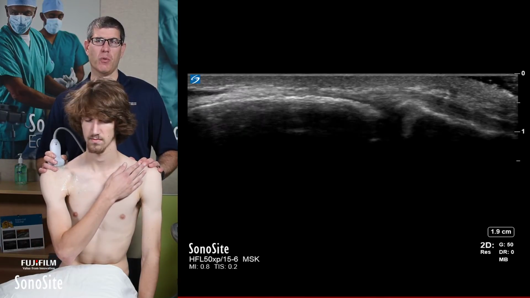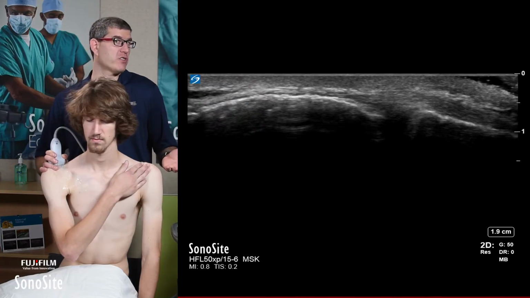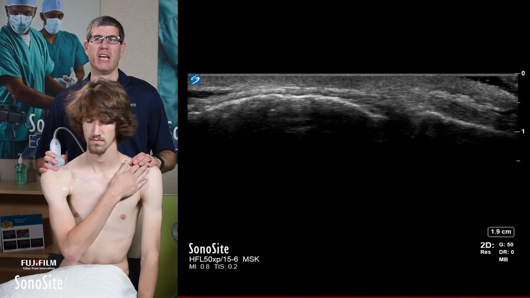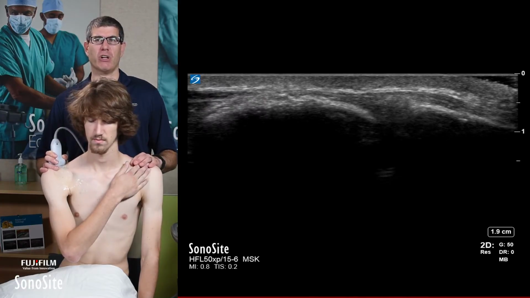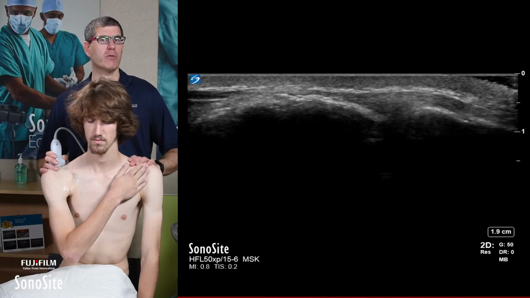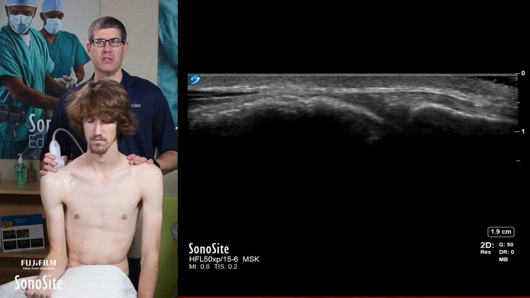It is having fairly normal motion. It should move. It's a joint, so of course a joint should move, but we're not seeing any abnormal narrowing, any abnormal geyser sign forming. Okay, cool. Let's have you go put your arm back into that position.